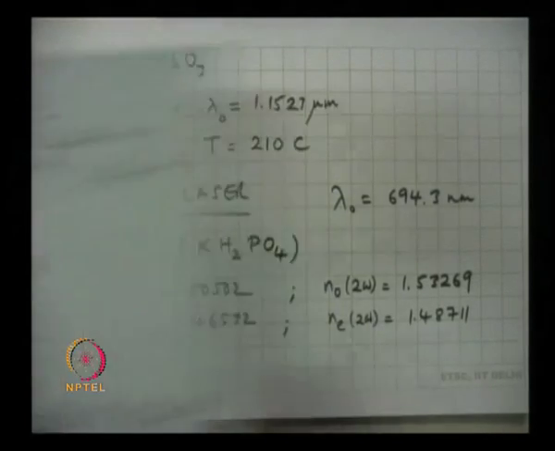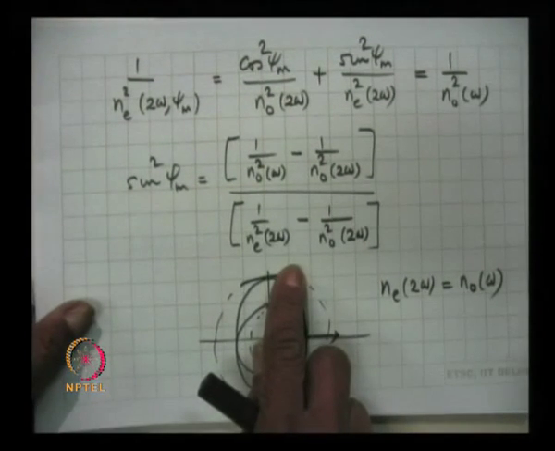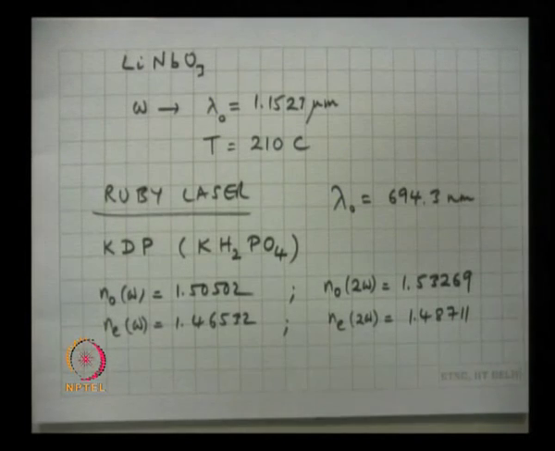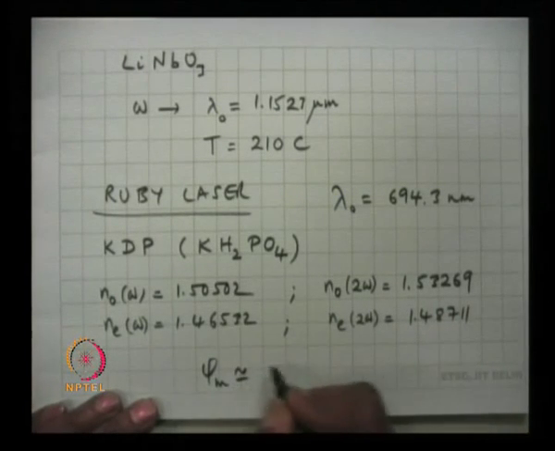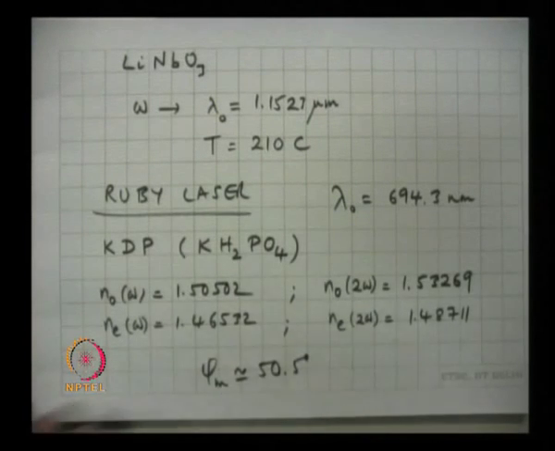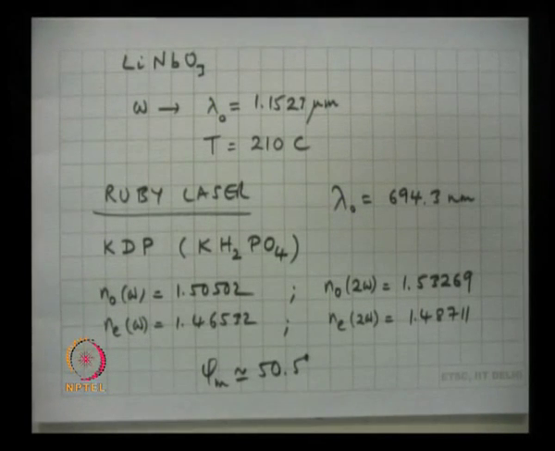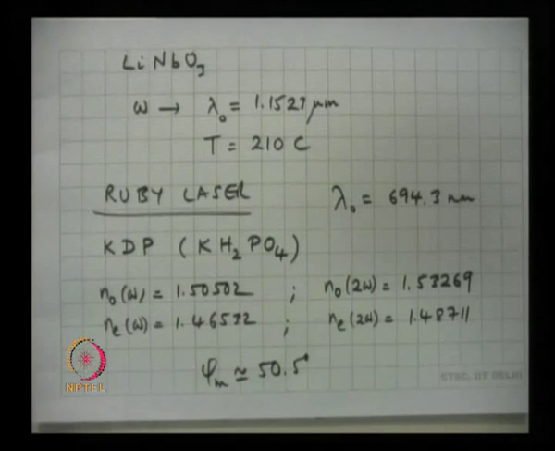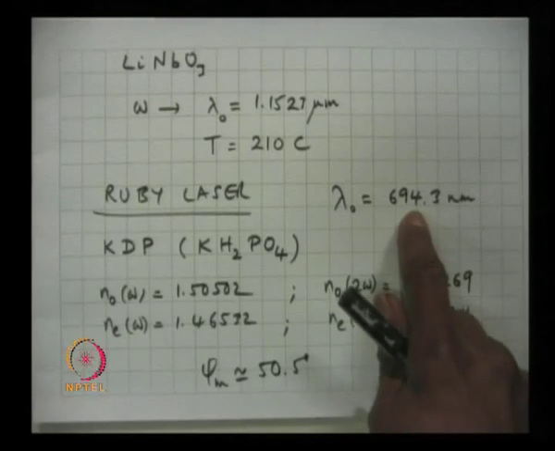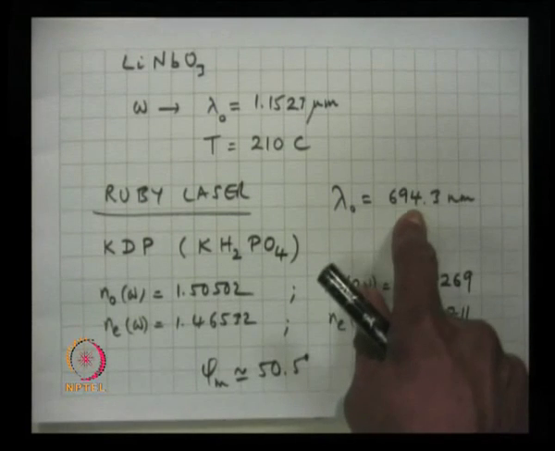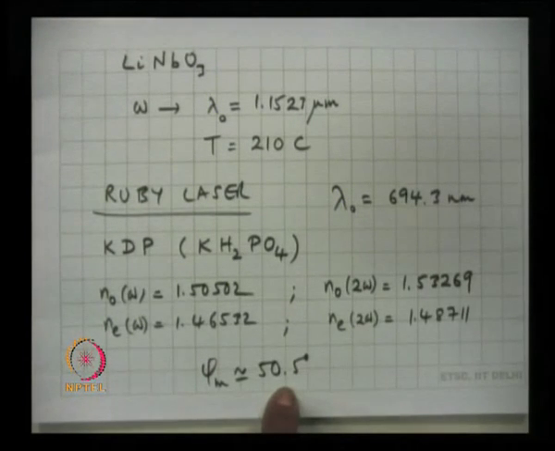I substitute all these values in this equation and get the angle psi. So, psi m comes out to be about 50.5 degrees. So, if I take potassium dihydrogen phosphate crystal, propagate at an angle of 50.5 degrees with the optic axis and use this laser, I can satisfy the phase matching condition. But please note, in critical phase matching, the S vector of the extraordinary wave is not parallel to the K vector of the extraordinary wave.